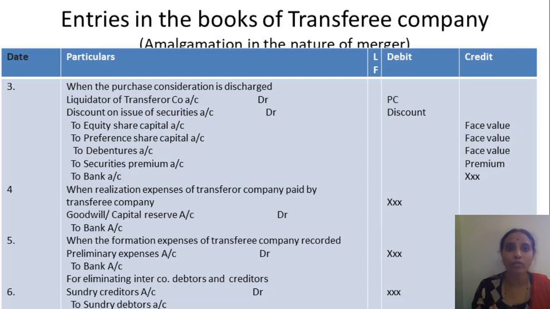That is, liquidator of transferor company account debtor, discount on issue of securities, if any; otherwise, to equity share capital account face value, to preference share capital account face value, to debentures account face value, to securities premium account premium amount, to bank account whatever the amount paid. So this is the third. The fourth entry is when realization expenses of a transferor company are paid by the transferee company.